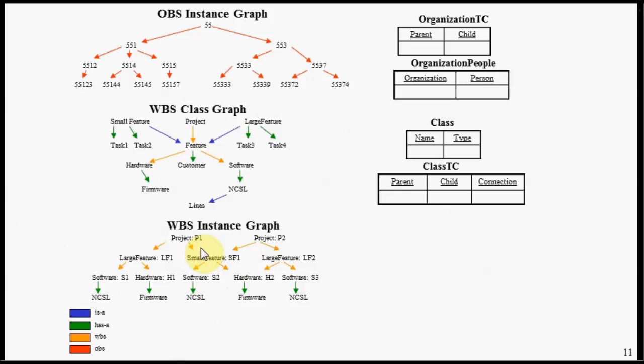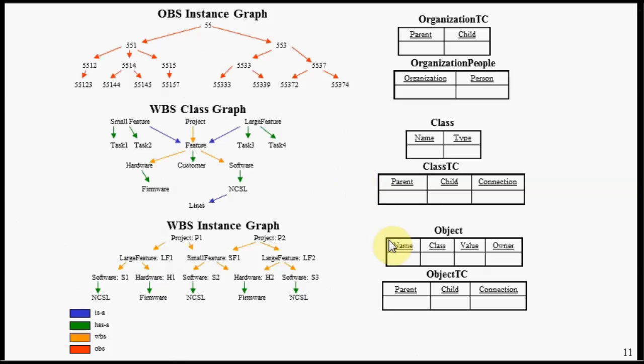We have a couple of projects here, P1 and P2, broken down into small features and large features, broken down into software and hardware units. We have a number of properties associated with these entities down here. Okay, we have a couple of relational tables associated with this graph: an object table representing the nodes of this graph and a transitive closure table representing the transitive closure of this particular graph.